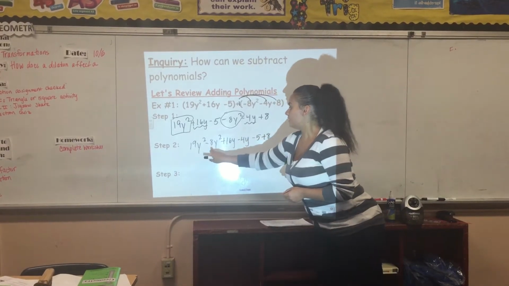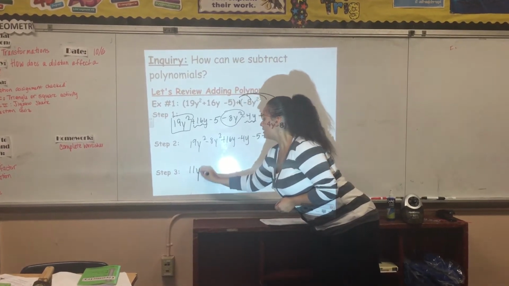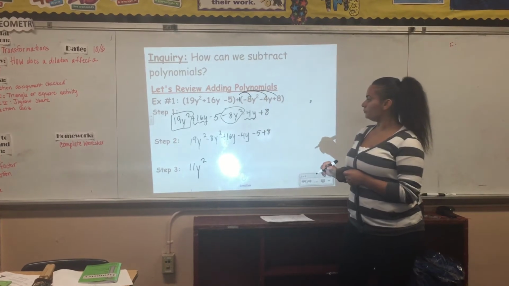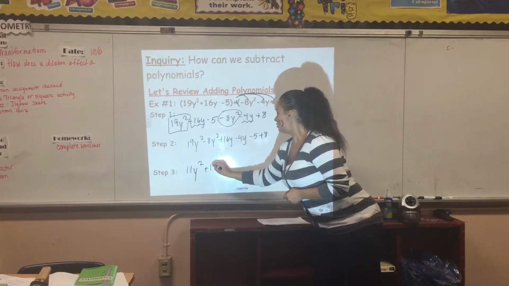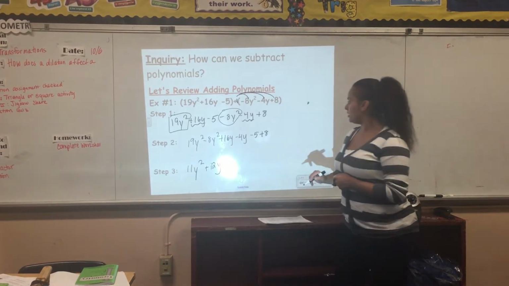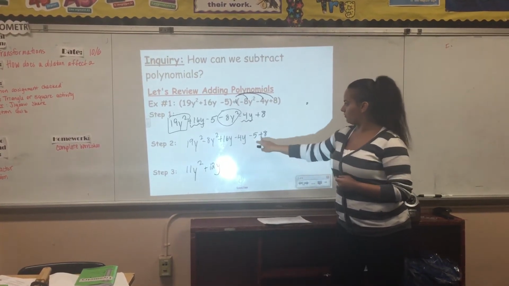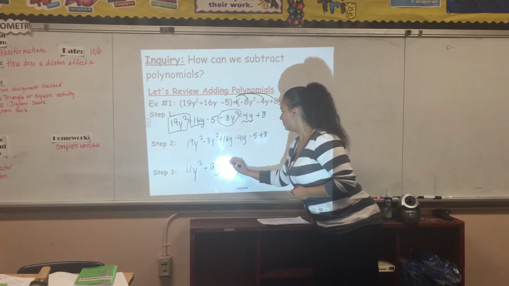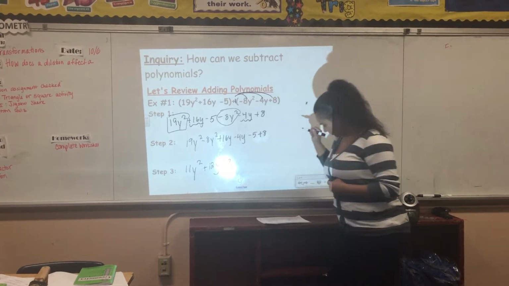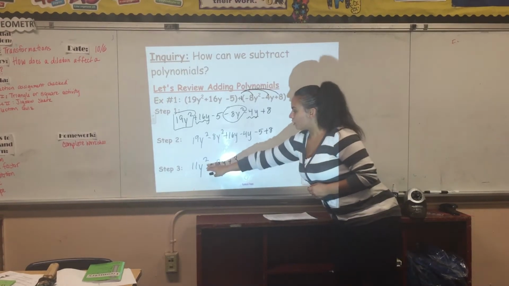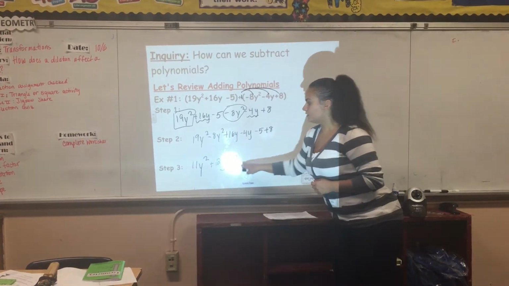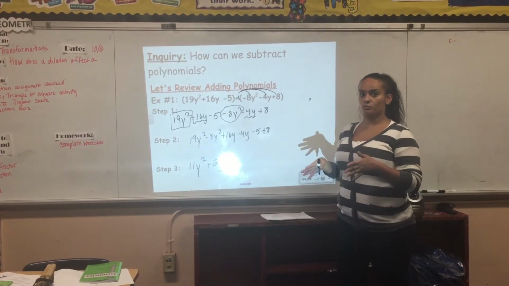So 19 minus 8 is 11y squared. 16 minus 4 is 12y, and the last term will be negative 5 plus 8, which is positive 3. Notice your exponents are in order from highest to lowest. This is standard form, so get accustomed to doing that.